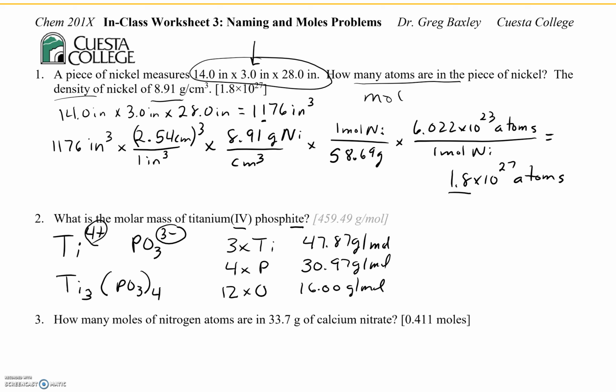And I always encourage students to use 2 decimal places for all the molar masses on the periodic table. That usually gives you enough information without burdening you with too many significant digits. We can then multiply all these values by their appropriate number, 3 for titanium, 4 for phosphorus, and 12 for oxygen. And we end up with a molar mass of 459.49 grams for every 1 mole.